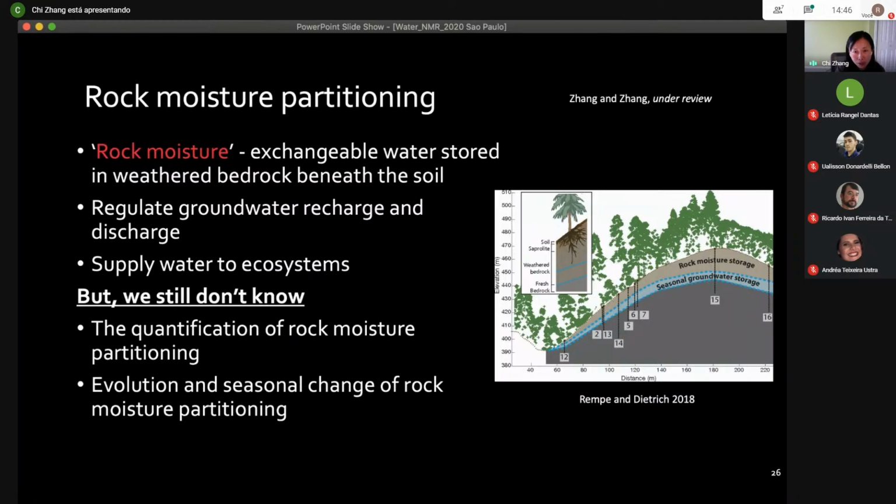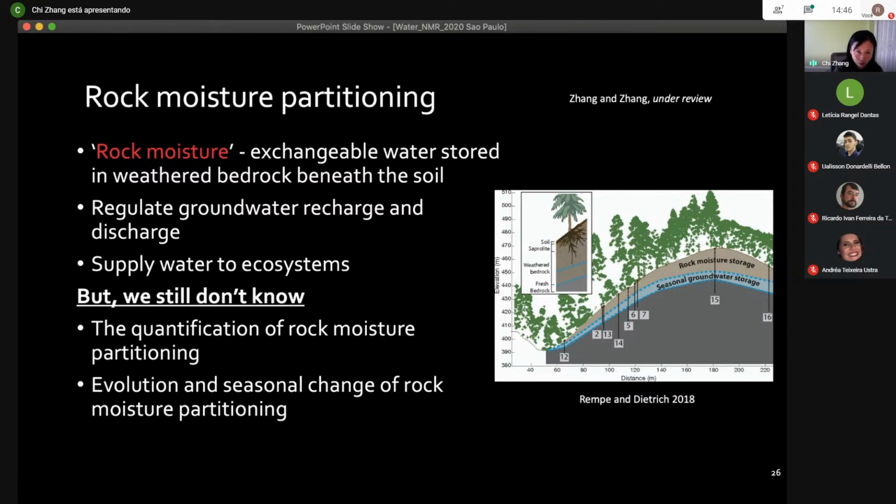So the last part is some of the lab work, which is a continuous effort from this field work. I'm not sure if you have heard this term called rock moisture, which means the exchangeable water stored in the weathered bedrock beneath the soil. And this rock moisture is really important in regulating the groundwater recharge and discharge, and also important in supplying water to the ecosystem.